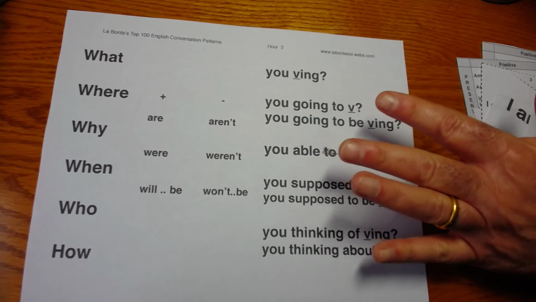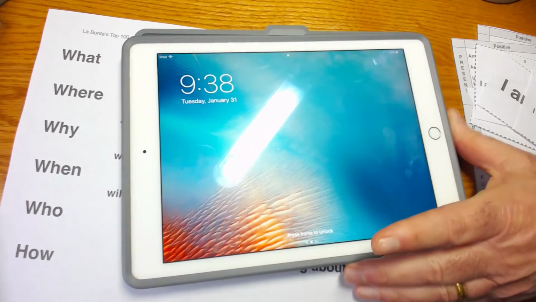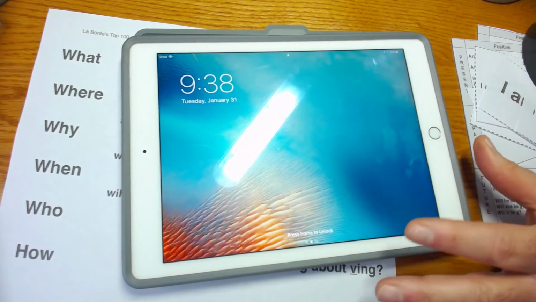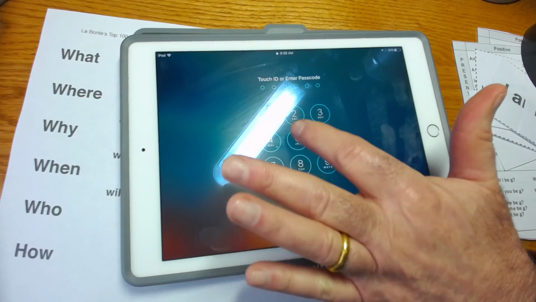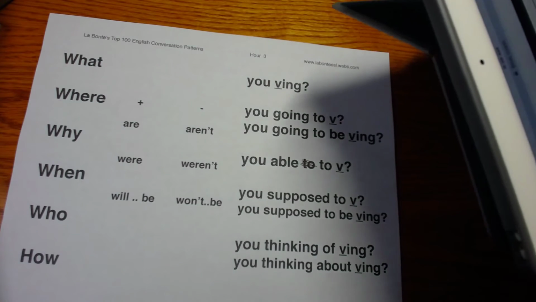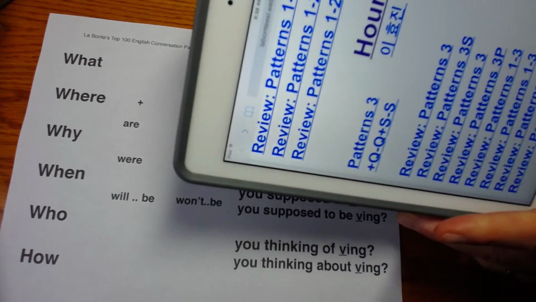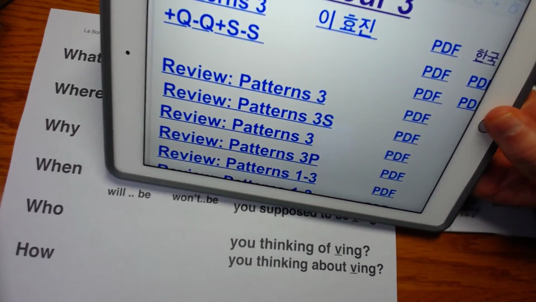So this is a brief introduction here. Obviously, you will have to practice in order to become familiar with the patterns. The more you practice, the more you'll become comfortable with it.